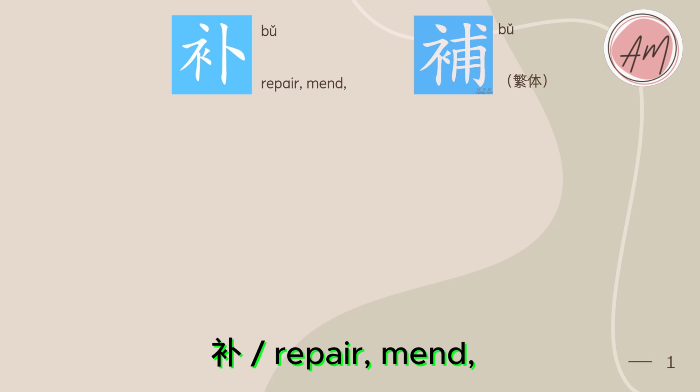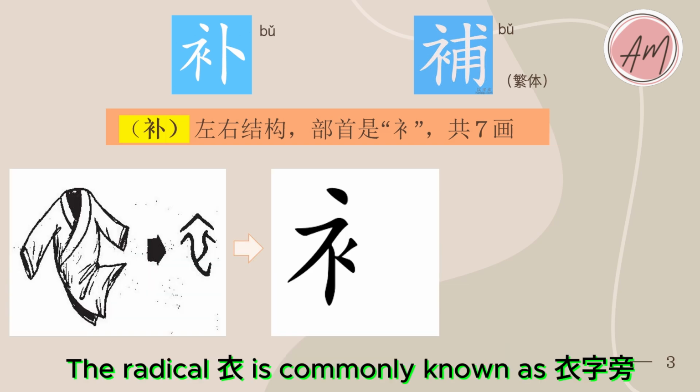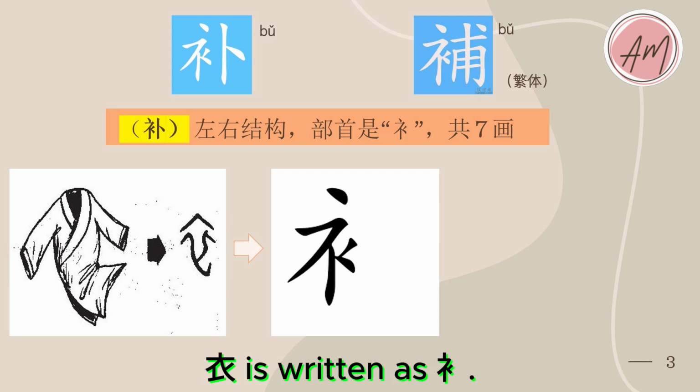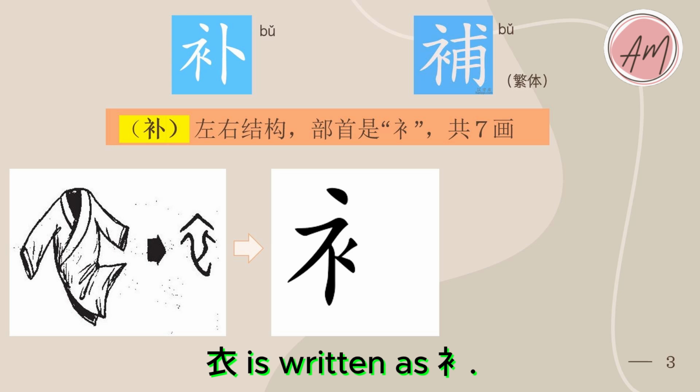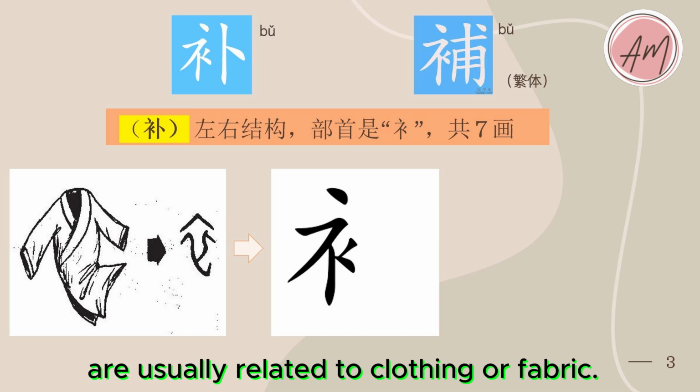补，补，左右结构，部首是一字旁，共七画。 The radical 一 is commonly known as 一字旁， when used as a left side radical 一 is written as 一字旁， Chinese characters with the radical 一 or 一字旁， are usually related to clothing or fabric.